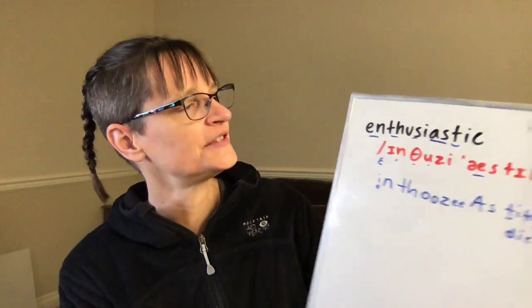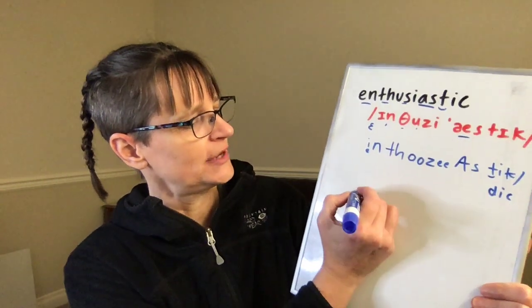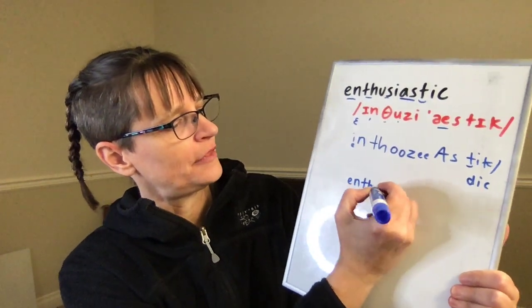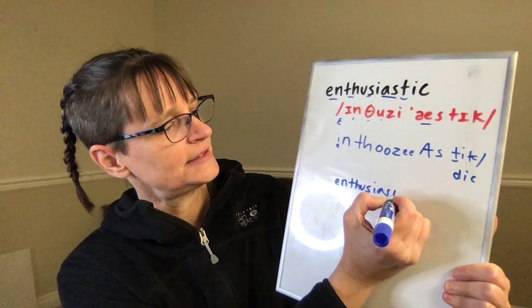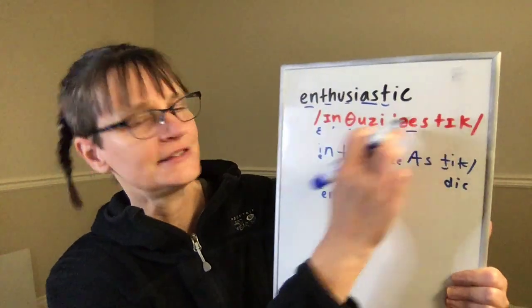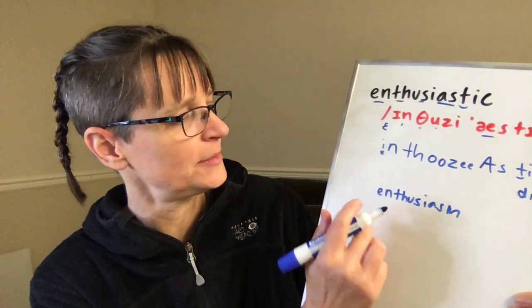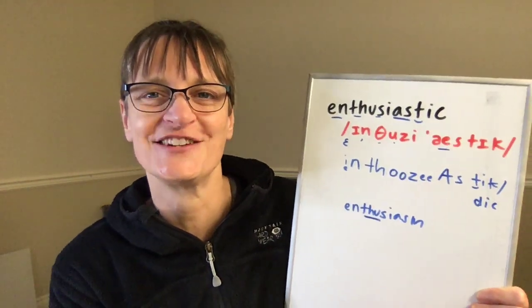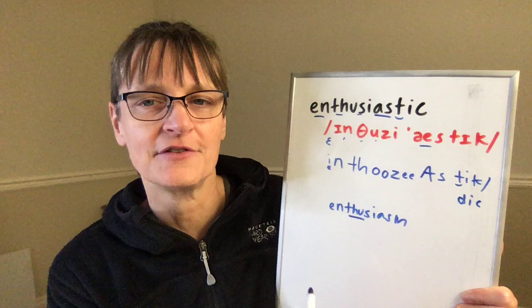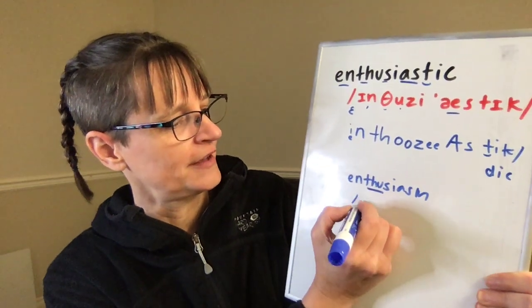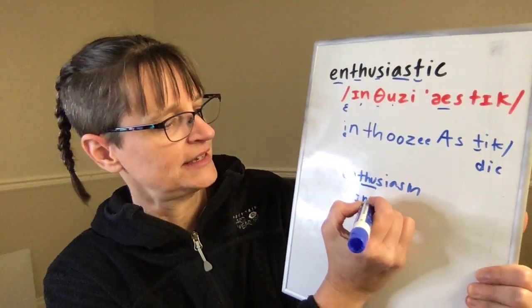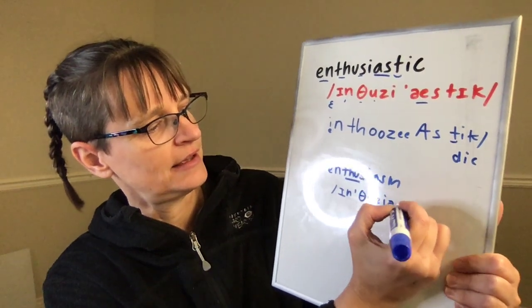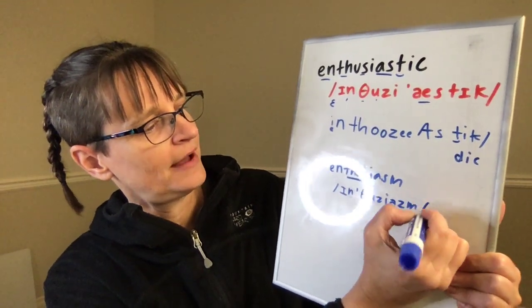While we're talking about enthusiastic, let's go ahead and just look at adding in the word enthusiasm. Enthusiasm. Enthusiastic has stress on the second to last syllable. Enthusiasm has second syllable stress, so it changes. Other than that, the sounds are mainly the same. So we have the lax enthusiasm.